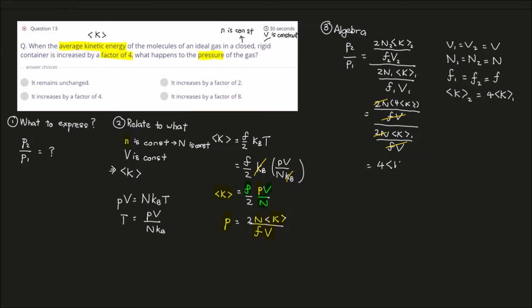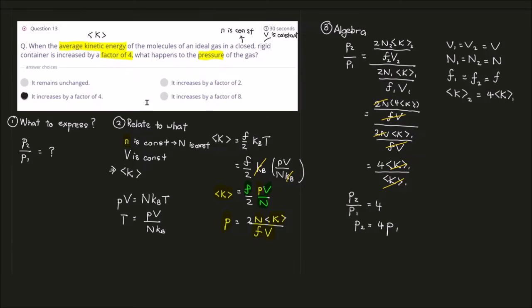4 average kinetic energy 1 divided by kinetic energy 1. So again, you can cross this out, then you're left with 4. So the new pressure divided by the old pressure is equal to 4. So you can say the new pressure increased by a factor of 4. So our answer will be B. It increases by a factor of 4.